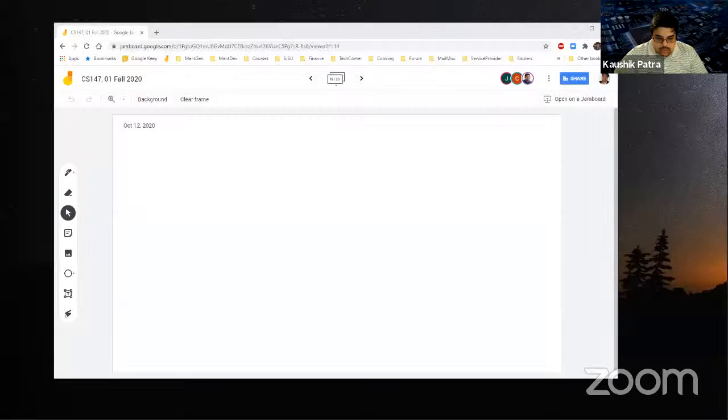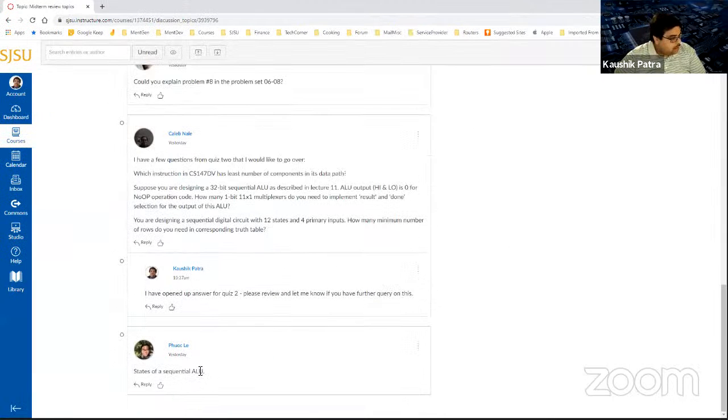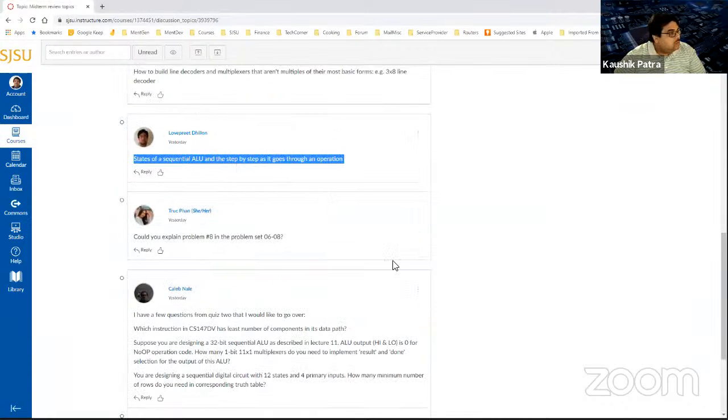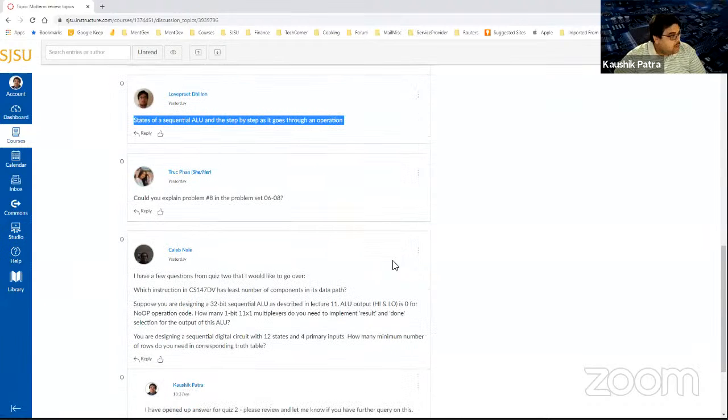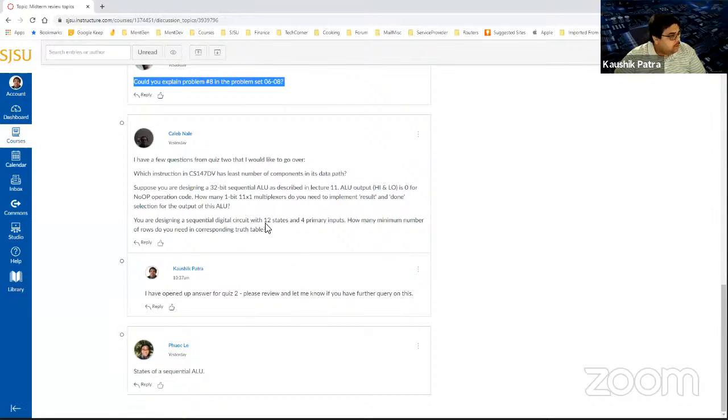So for that, we have this discussion topic requested from you, and I have some responses from here. I can see many of you wondered about the state of the ALU, sequential ALU. We'll definitely go over that. There is one from Lockpreet on the same topic. There is one specific explanation needed for problem 8. There is one from Caleb.